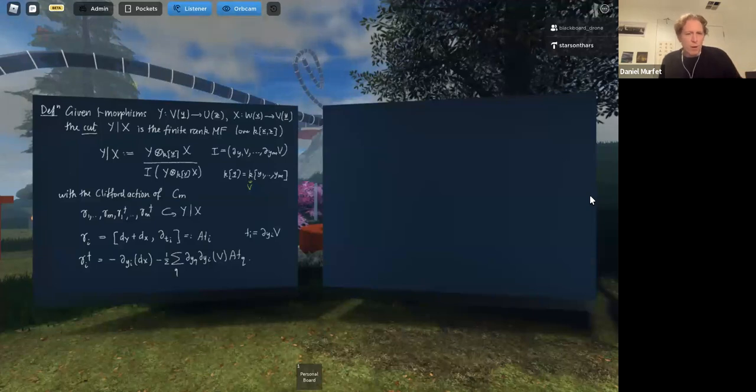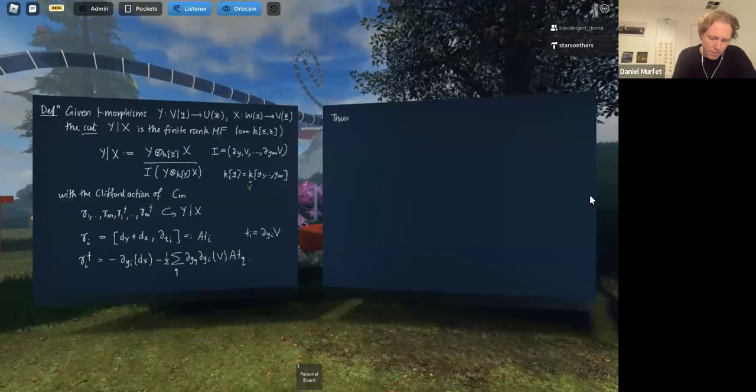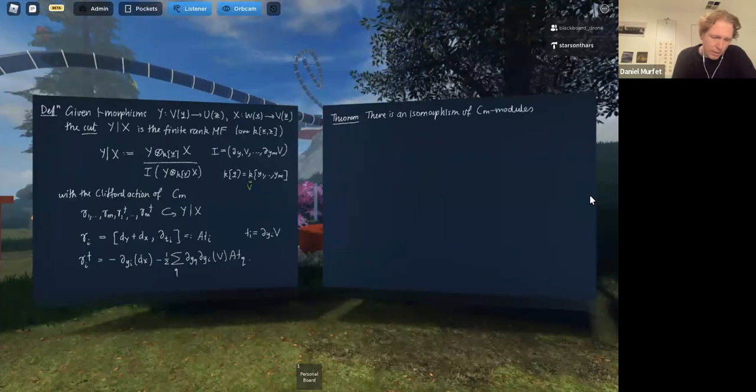The cut is some object. It's got some Clifford algebra representation. The theorem says that this thing is the same as the composition. So the theorem: there is an isomorphism in the homotopy category of Cm modules between this thing with the action I just described and Sm tensored over K with this tensor product. And the Clifford algebra action on the right-hand side is the canonical one.